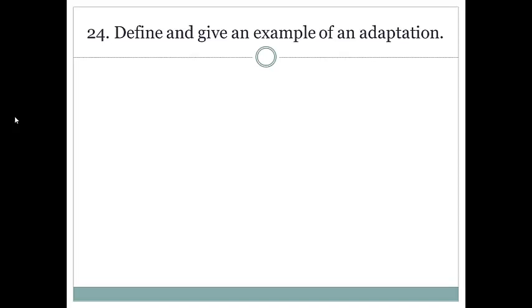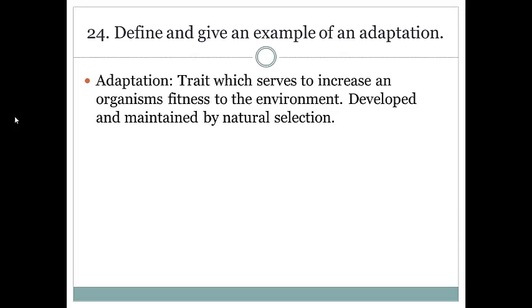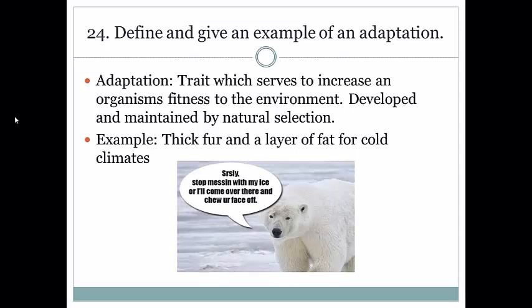Question 24 is to define and give an example of an adaptation. An adaptation is just some trait which helps to increase an organism's fitness to the environment. So it is developed and maintained by natural selection. An example could be thick fur and a layer of fat to help an organism survive in cold climates, such as this polar bear who really wants you to stop messing with his ice.